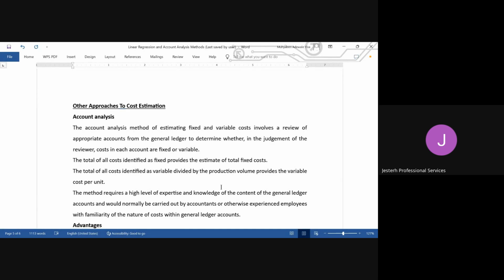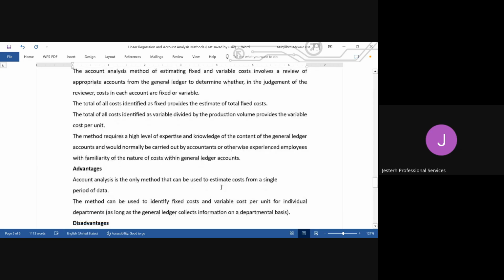There are some scenarios that would come where we have a mixed cost, and then they might not ask us to use the high and low method. They might not ask us to use the linear regression method. Now, we want to use the accounting approach or accounting analysis, let me put it that way, where we are able to just split the costs.